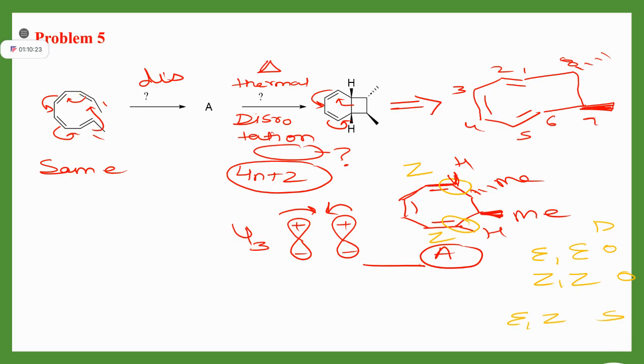How many electrons are involved? 1, 2, 3, 4, 5, 6, 7, 8. Under which condition will a 4n system undergo this rotation? Obviously hv condition. So the first condition will be your hv. So this is the way to solve these types of problems. Take 1 minute to get a feel of this and then I can explain again also.